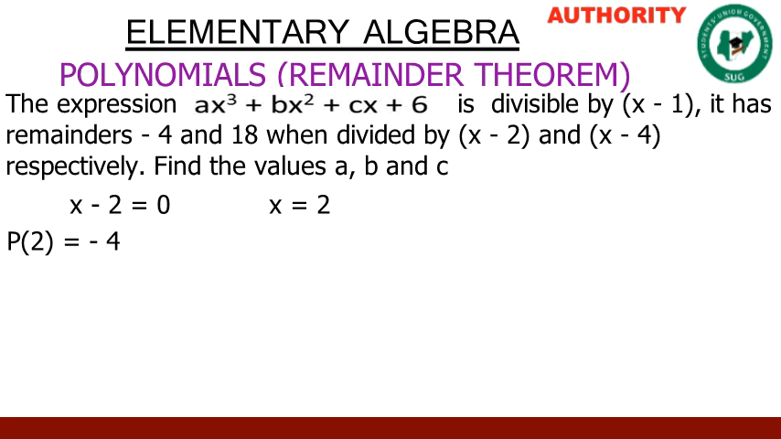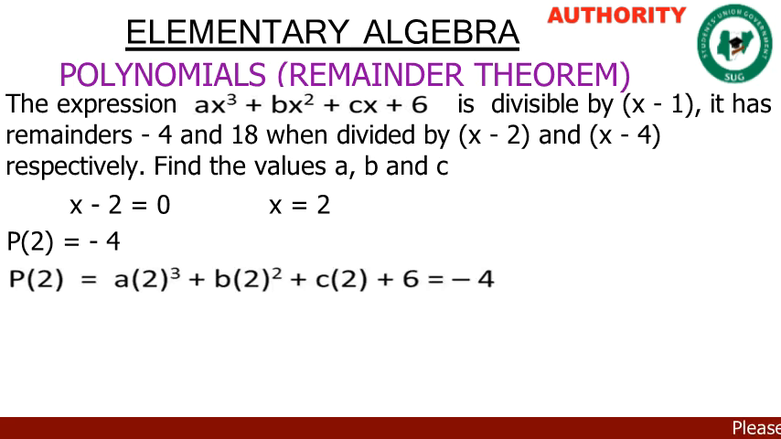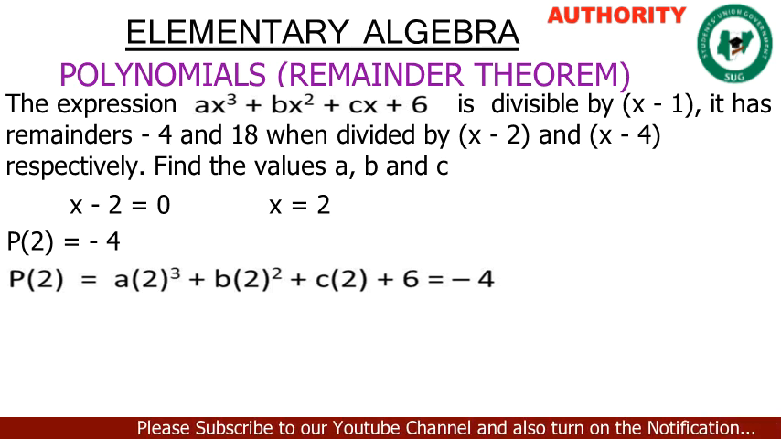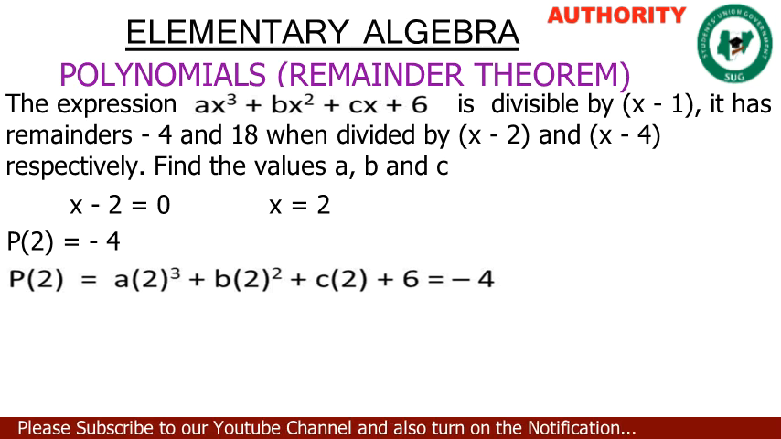So now we have gotten a value for x. In our expression, wherever we see x, we're going to replace it with this value, and then equate it to our remainder. Now we're going to have something like this. p of 2 is equal to a, open bracket, 2 raised to power 3, plus b, open bracket, 2 raised to power 2, plus c, open bracket, 2, plus 6 is equal to our remainder, minus 4.